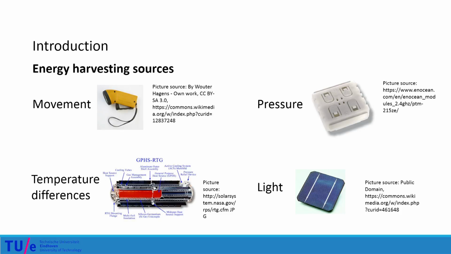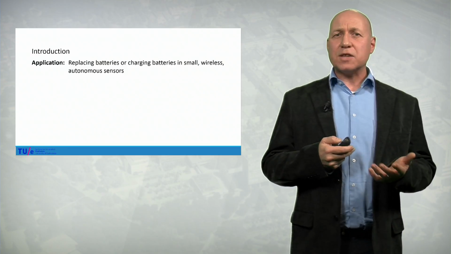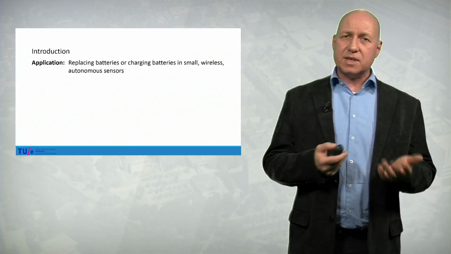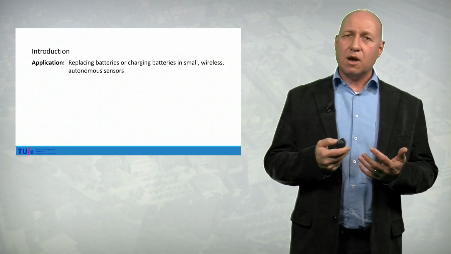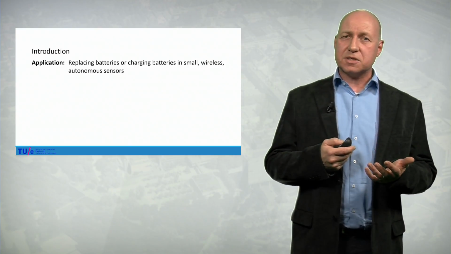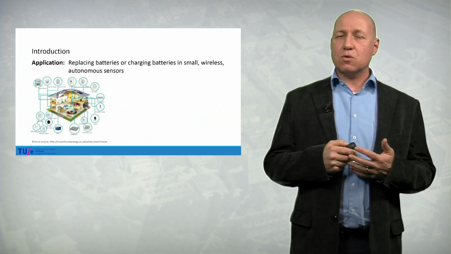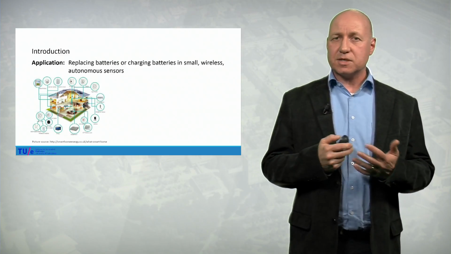The reason is that it is a fairly new technology and there are not a lot of commercial products yet. Where do we want to use it? We want to use it to replace batteries or to charge batteries of small autonomous wireless sensors. And where do we want to use these sensors? In a so-called smart house.